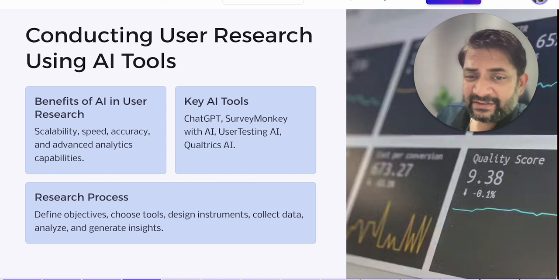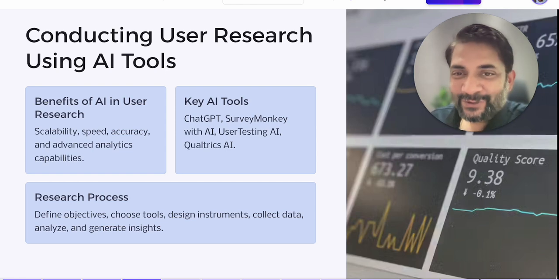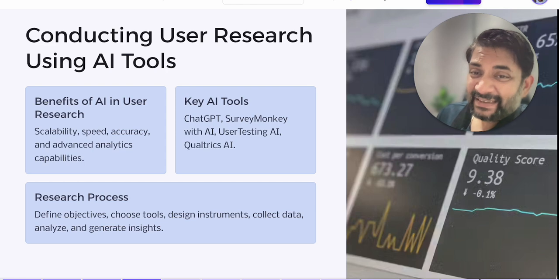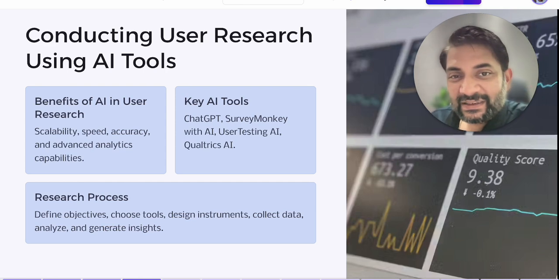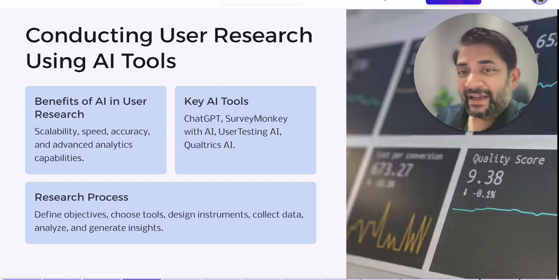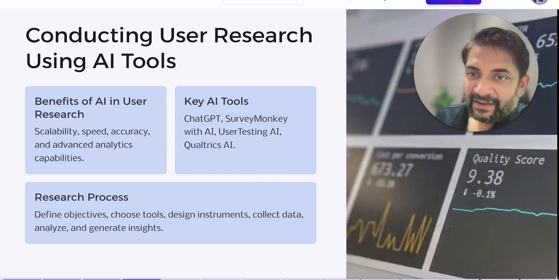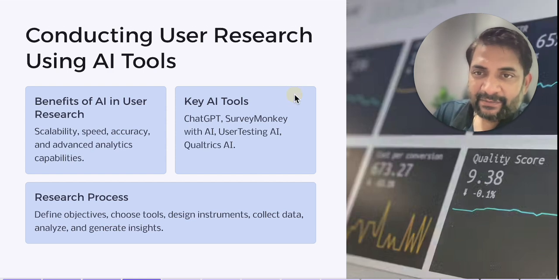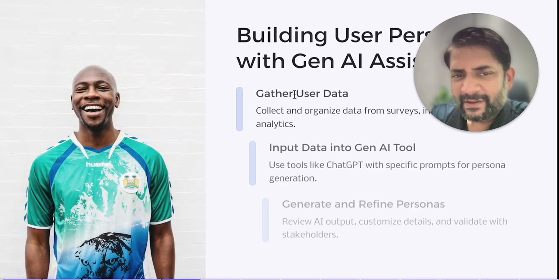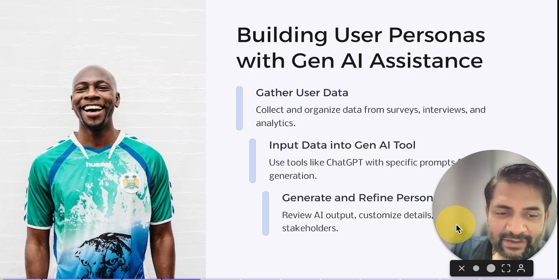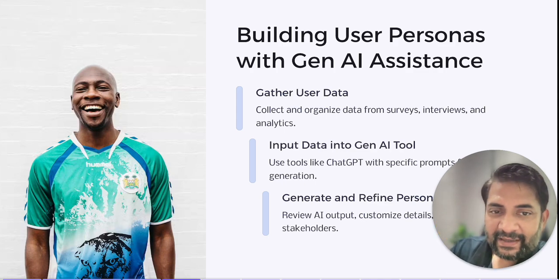Key AI tools for user research: ChatGPT for generating surveys, analyzing feedback, and summarizing user interviews. SurveyMonkey with AI integration to create intelligent surveys that adapt based on user responses. UserTesting AI to analyze video responses and sentiment in user testing sessions. And Qualtrics AI for advanced data analytics and predictive insights. These are some of the tools. We may not be covering all of them, but we'll try to cover most of them.